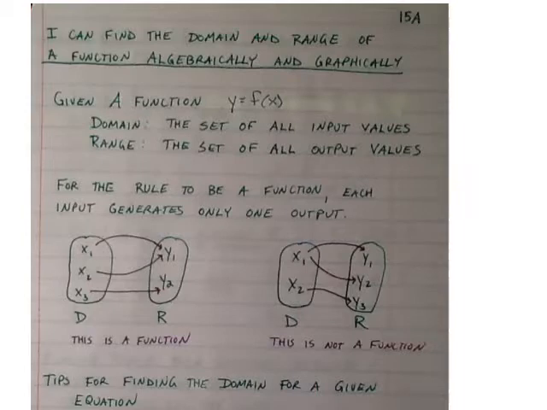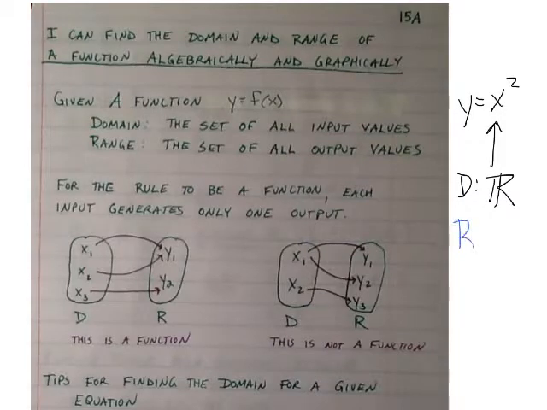So, for example, if we had the equation y equals x squared, we can put whatever we want in for x, so our domain is all real numbers. However, our range, whatever we put in here is going to spit out a non-negative number. So our range is y is greater than or equal to 0.